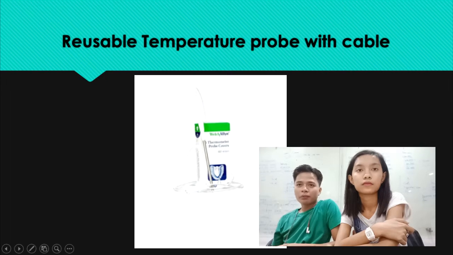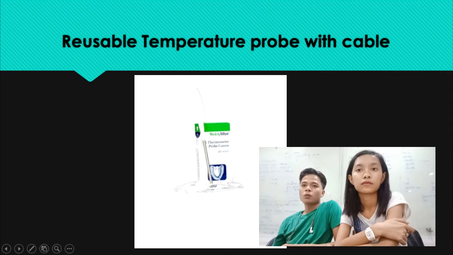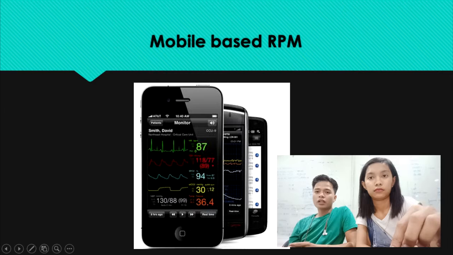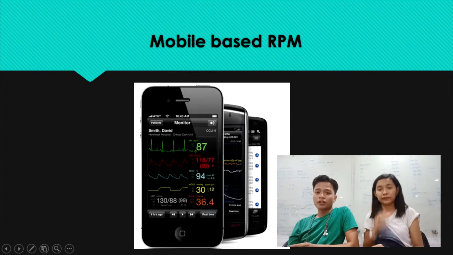Okay, this reusable temperature probe with cable allows the patient to monitor their temperature, whether it's high or low. That is the use of the reusable temperature probe with cable. Next, mobile-based RPM. Since RPM was upgraded with wireless communication between the patients and the healthcare professional, it is now mobile based.